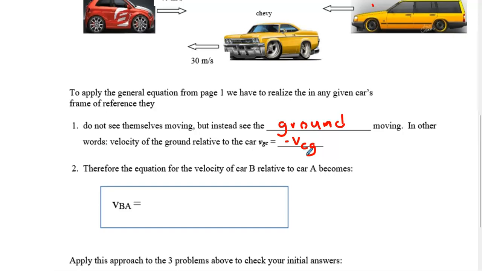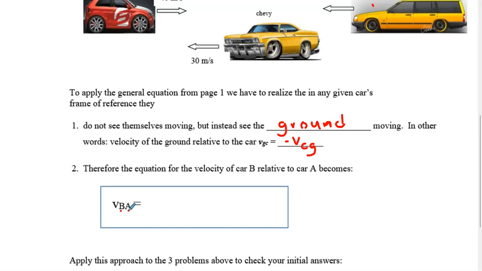So when we go to do our equation of the velocity of one car, B, relative to another, A, we've got to take into account how fast the ground is moving relative to the car you're in. So imagine just for right now, you're in a car moving down the road, you look out the front window, the windshield, you see the ground rolling underneath you at the same speed as your speedometer reads, just in the opposite direction.